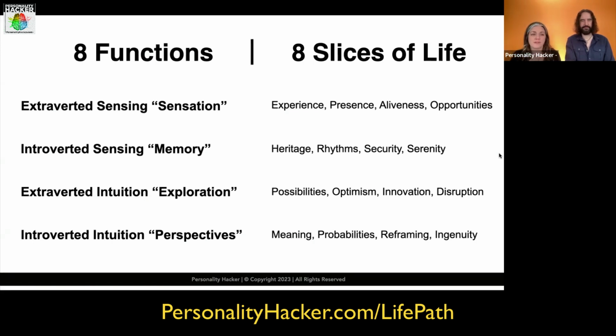There's another slice of life that's represented by introverted sensing or memory. This is about the experiences that we have already had in the past, all right? Things that have already been experienced. Doesn't have to be our experiences, right? We can borrow experiences from other people. And when we do that, we gain a special wisdom. We get a special tapping into the importance of where we've come from. So this slice of life is about heritage.